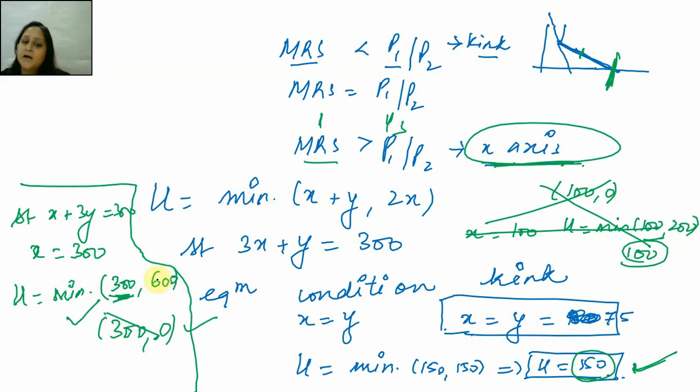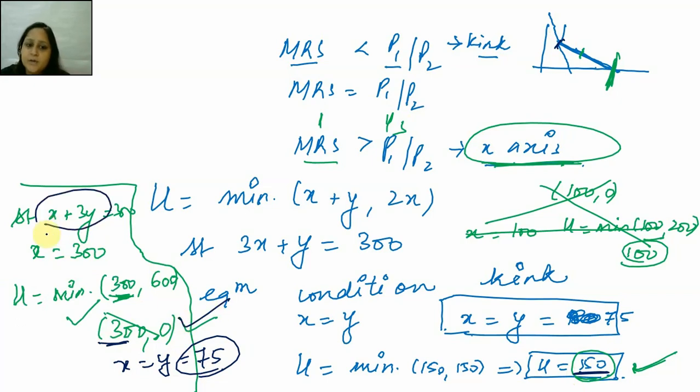Let's check. अगर मैं यहाँ पे ना कंज्यूम करती और मैं किंक पे कंज्यूम करती इस पॉइंट पे, तो मेरे पास क्या होता? Then x would have been equal to y would have been equal to 75. 75 से मेरी यूटिलिटी आती 150. Isn't 300 higher? Yes it is. So this is the equilibrium. तो अगर मेरे पास ये प्राइस रेशियो है तो ये मेरा इक्विलिब्रियम है.